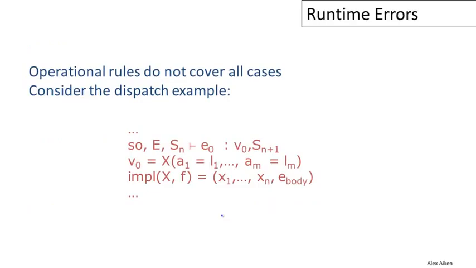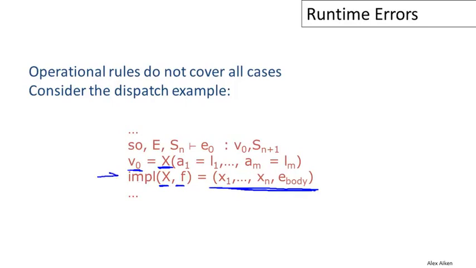It's worth pointing out that while the operational rules are very detailed, they intentionally omit some cases that you might think they should cover. So let's take a look at our dispatch example again. Here, notice that we look up the class of V0. V0 is an object, and we check what its class tag is. And then we look up in that class the name of the method that we're dispatching to, and we get out the definition of the method, or enough of the definition that we can write the rest of the rule. Now, what would happen if there was no such method f in the class x?